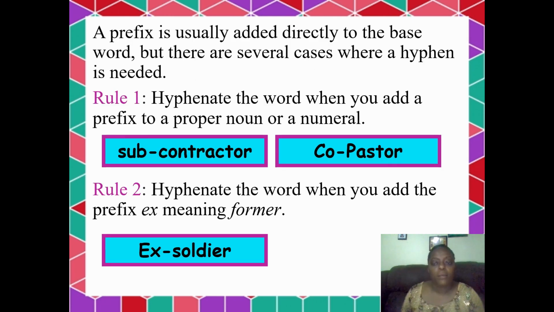A prefix is usually added directly to the base word, but there are several cases where a hyphen is needed. Let's look at some rules for hyphens. Rule 1: hyphenate the word when you add a prefix to a proper noun or a numeral. This also works in some cases for common nouns.